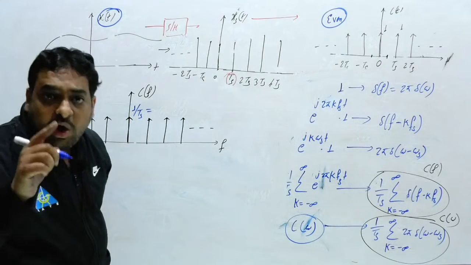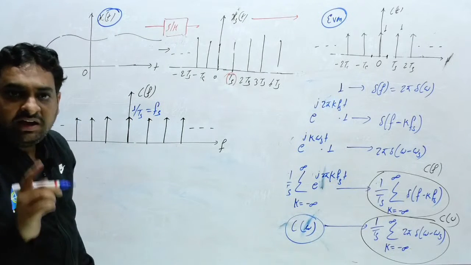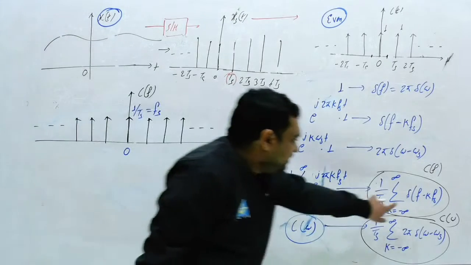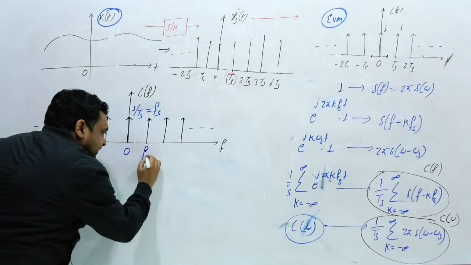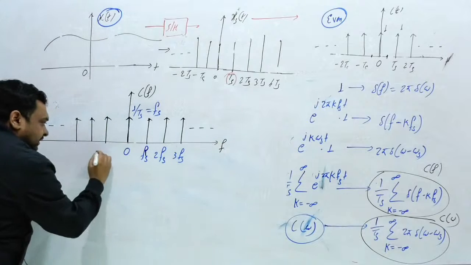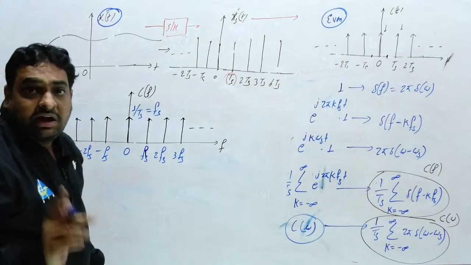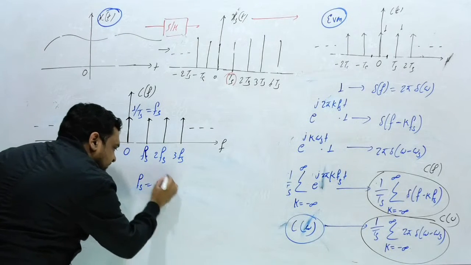1 upon Ts you can also say is equal to Fs. Now this is 0. What will be the first interval? That is Fs, so this frequency is Fs. This frequency is 2Fs, 3Fs, and so on. On the left this is minus Fs, minus 2Fs, and so on. And you can also write here Fs is equal to 1 by Ts.